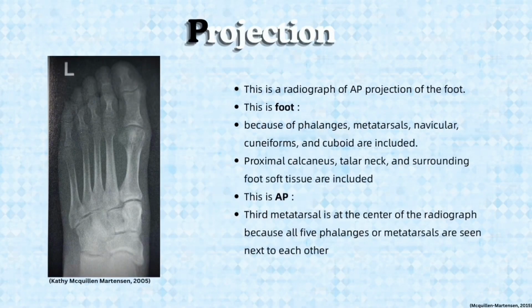First, when using the PAPA placement guideline, P is for projection and positioning. So this is a radiograph of AP projection of the foot. This is foot because phalanges, metatarsals, navicular, cuneiforms and cuboid are included. Proximal calcaneus, talar neck and surrounding foot soft tissues are included. This is AP because third metatarsal is at the center of the radiograph and all 5 metatarsals are seen next to each other.